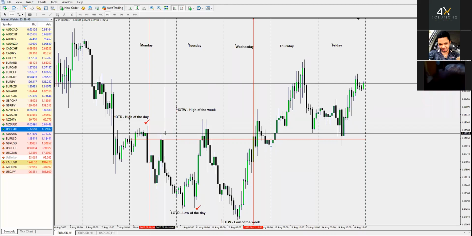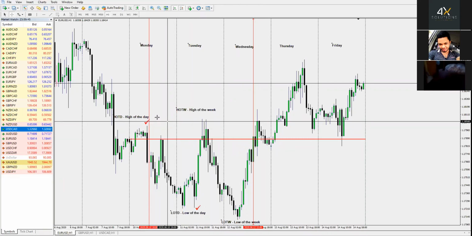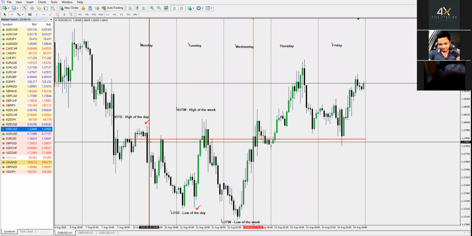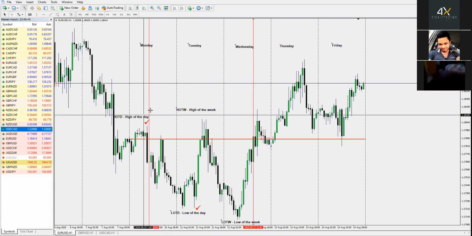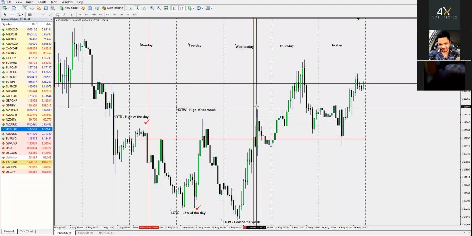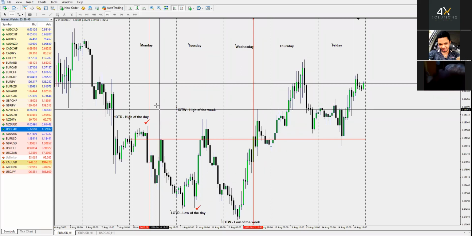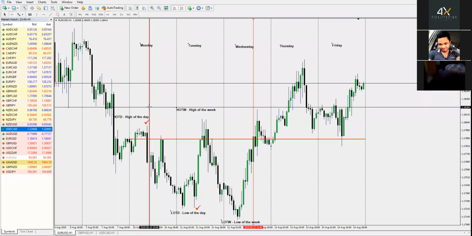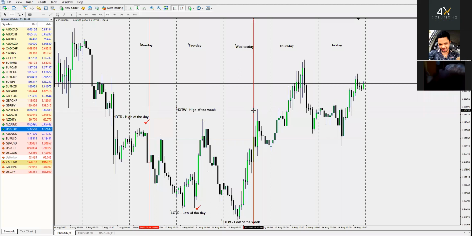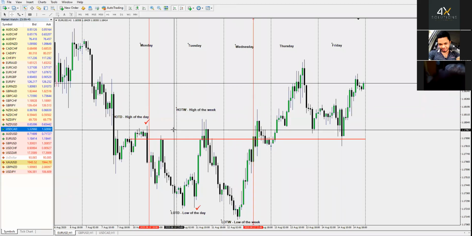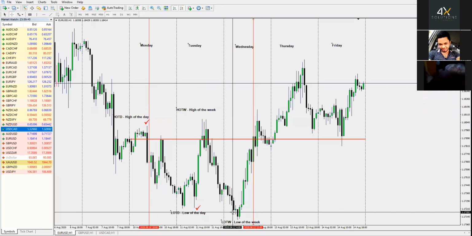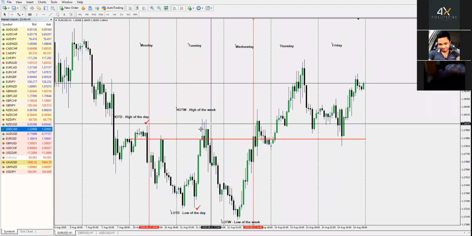Now, you'll have to go and watch this video again, but I explain in great detail here that from Monday's London kill zone to Wednesday's New York kill zone is when the high of the week or the low of the week will be set.